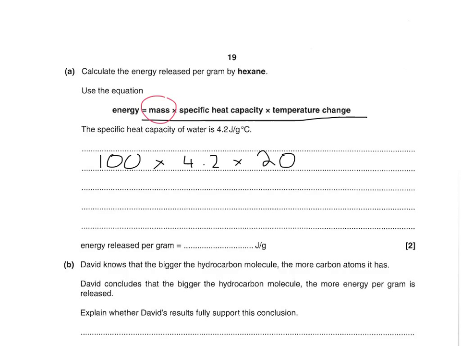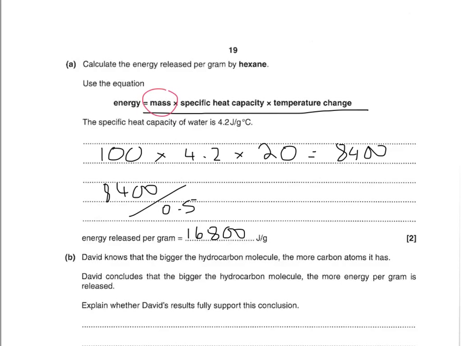And so that equals 8,400, and then he burnt half a gram of it. So you need to divide 8,400 by the number of grams actually burnt, so that's 0.5. So that will give you 16,800 joules per gram.